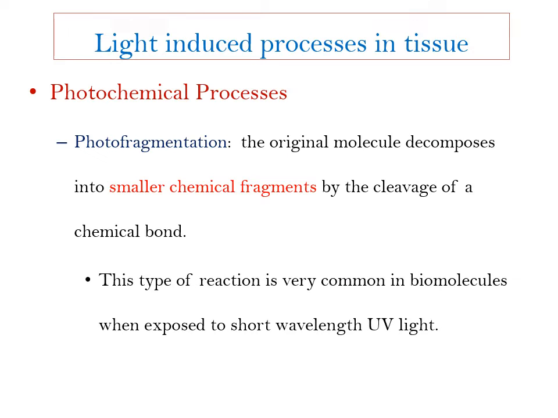The first light-induced process that we see in tissue is the photochemical process. In photochemical interaction mechanisms, light can induce chemical effects and interactions within the macromolecules or tissue. The photochemical effect occurs as a result of direct excitation of electronic bonds by the laser energy.